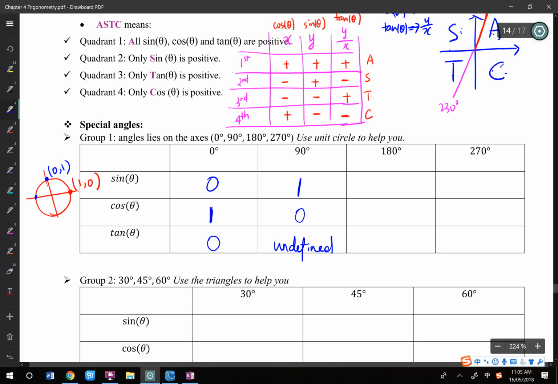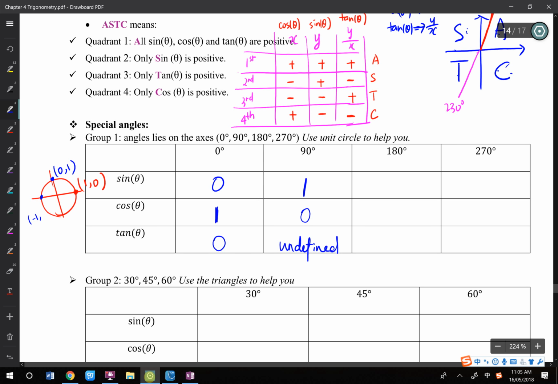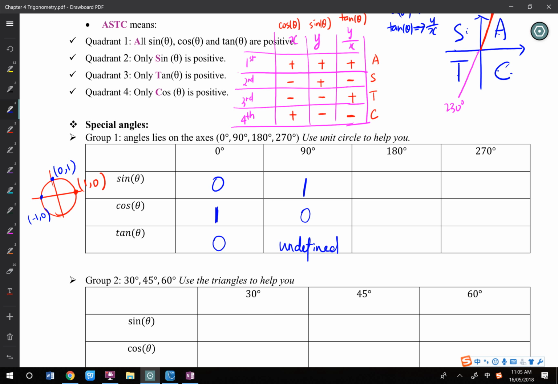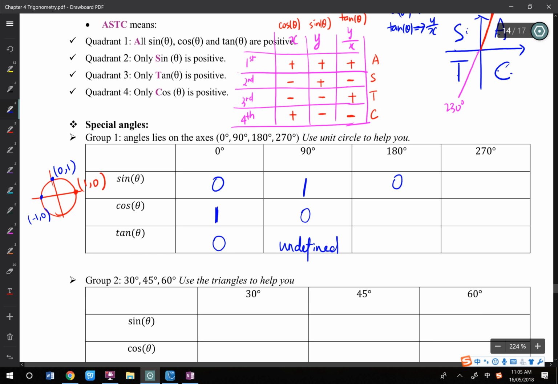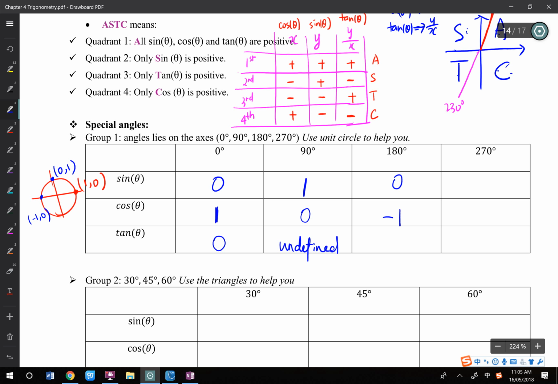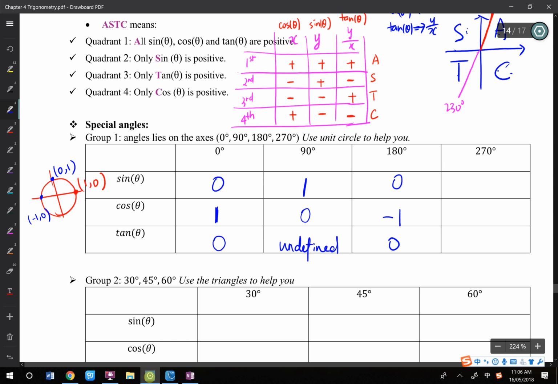Okay, how about 180? The intersection here is -1, 0. So what's sine 180? Sine 180? 0. Cosine 180? -1. And tan 180? 0. 0 divided by -1 is fine. It's a 0. 0 can be the numerator, not the denominator. So that's a 0, no problem.